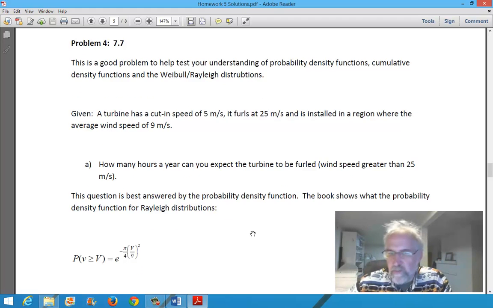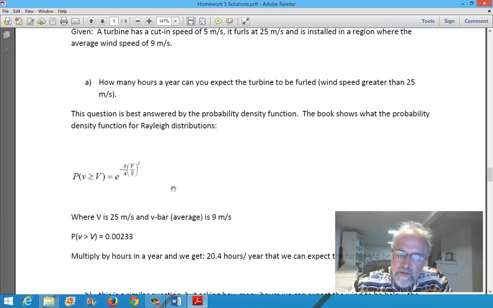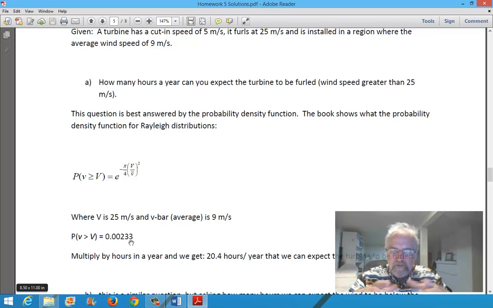I forgot what the equation number was, but it's in the book in this region. It says the probability that the wind at any given time would be greater than some speed, capital V, is given by the exponential of minus pi over 4 times the ratio of that speed to the average speed, squared. So in this case, capital V is 25 meters per second. The average is 9. Go through the math, you get 0.00233. So that's the cumulative probability. If you think of the probability density function as skewed, not the Gaussian symmetric one, this is the area in that tail of the curve at the higher end from 25 out to infinity.